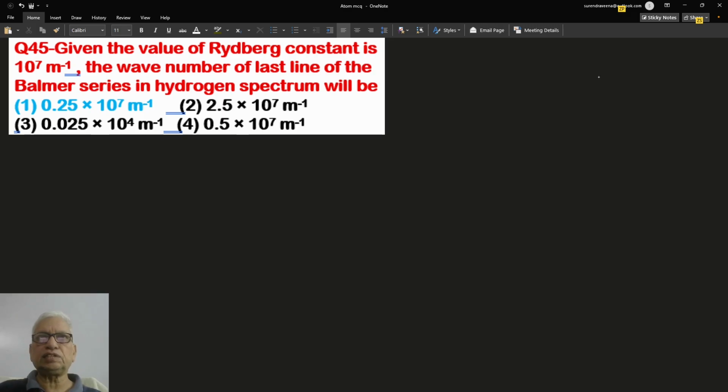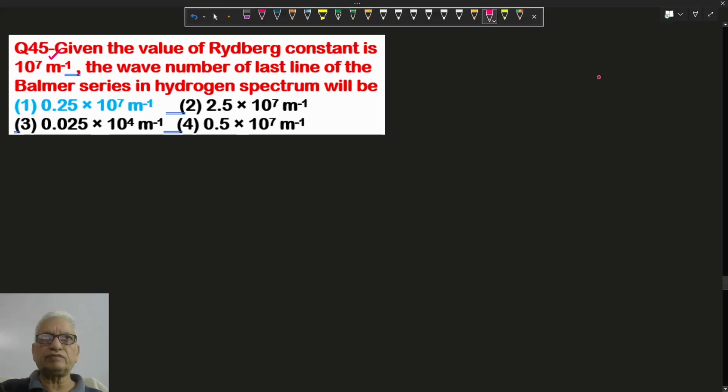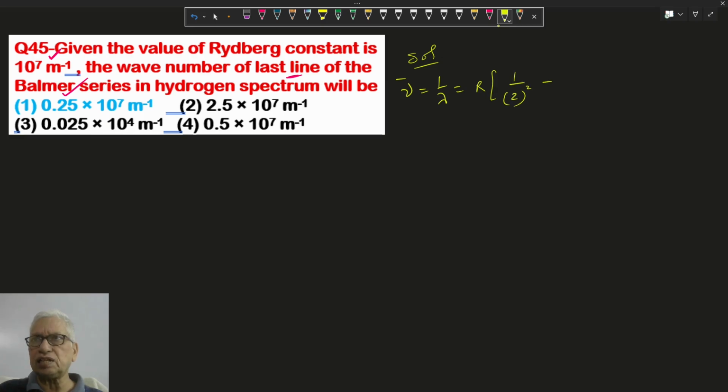Hello, in this question, the Rydberg constant 1.097 into 10 to the power 7 per meter is given, and we need the wave number of the last line of the Balmer series. Here the wave number 1 upon lambda is equal to R. For the Balmer series, with 2 square and the last line being infinity, it is R by 4. If we put the value of the Rydberg constant, 1.097 into 10 to the power 7 upon 4, after solving we get this much wave number.